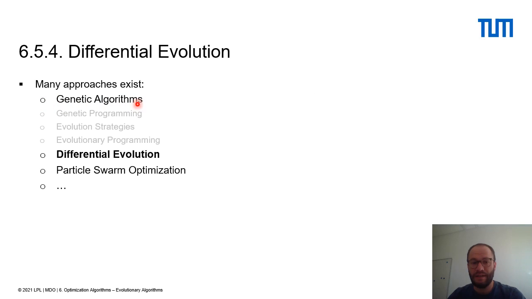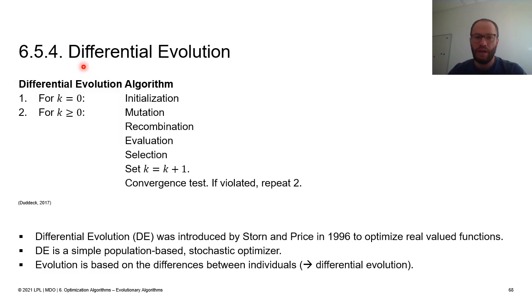After having discussed the genetic algorithms, we now go on to the differential evolution. So here you see the general overview over the differential evolution algorithm. It was introduced by Storn and Price in 1996 to optimize real-valued functions. It's also a simple population-based stochastic optimizer. It also has global convergence characteristics. And the name comes from that the evaluation here is now based on differences between the individuals. So that's the reason for the name differential evolution. And we will also show you why it's called like that in the following slides.